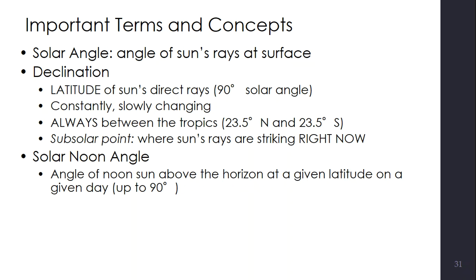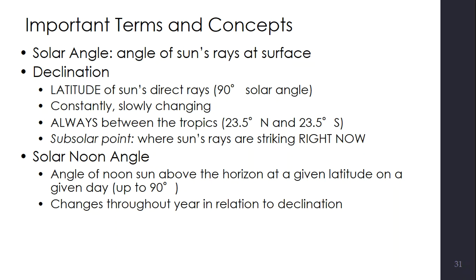The solar noon angle is the angle of the noon sun above the horizon at a given latitude on a given day, up to 90 degrees. During winter, our solar noon angle does not get very high, right? So again, if you walked outside at noon in San Diego, looked to see where the sun was, looked at that angle of how high it was in the sky, that's our solar noon angle. It changes throughout the year in relation to the declination. Farther from the declination, the lower the solar angle. So the farther you are away from the tropics, the less high that sun is going to rise in the sky.